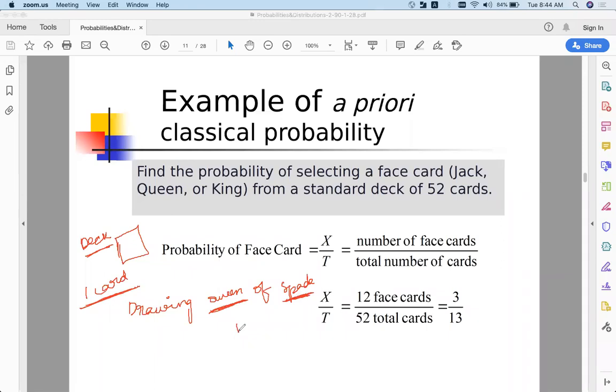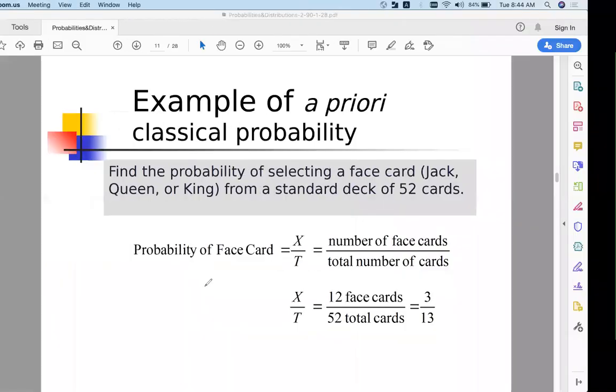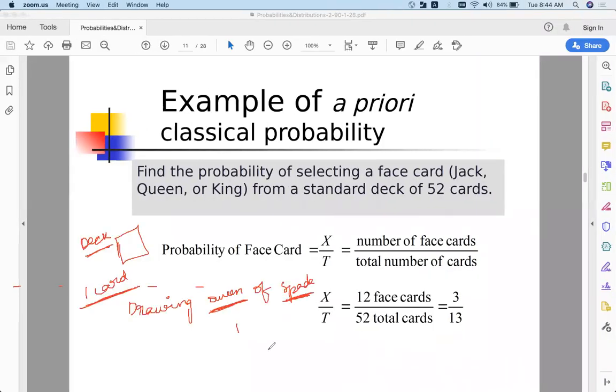Spade is what? A group of 12 cards or the whole cards? This is spade. Where is spade? This is spade. So the sample space is 52, and the queen of spade is only one card out of 52. Yeah, right. So that's what I've been explaining, right? Start from the denominator. So the denominator is 52, the total number of cards.